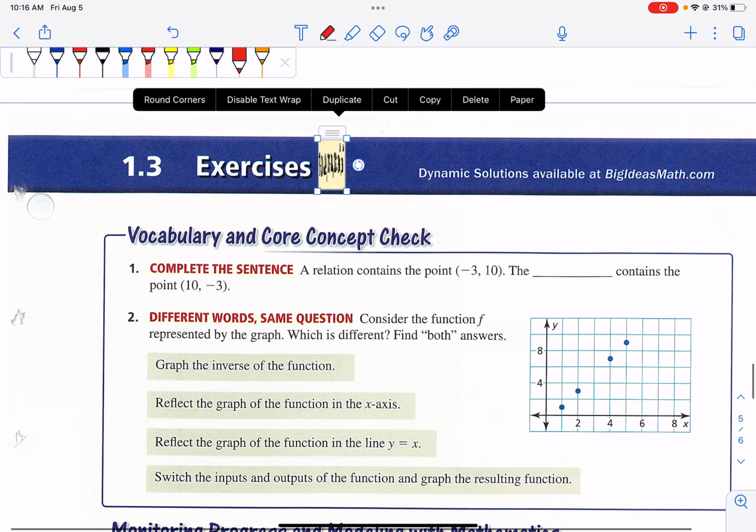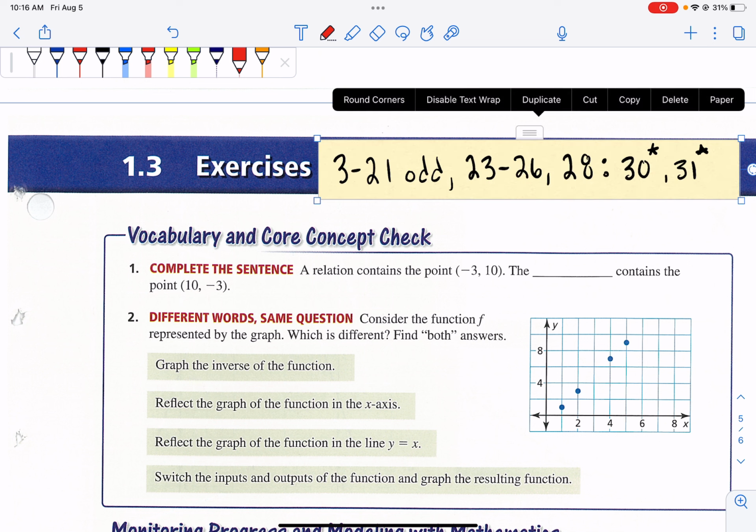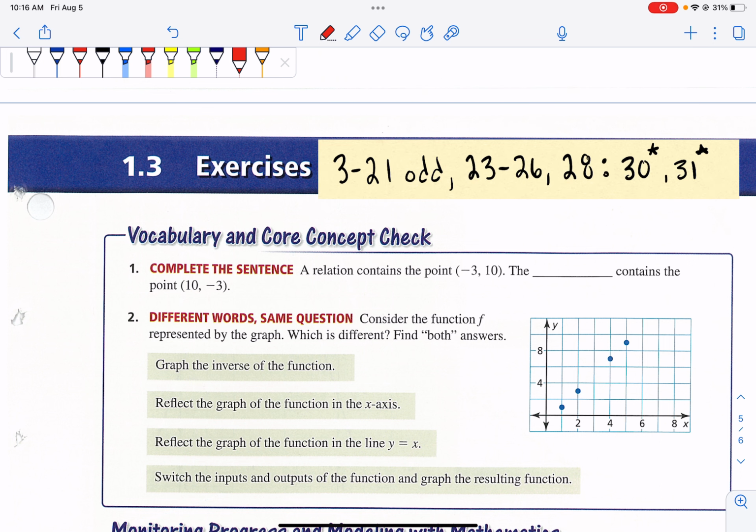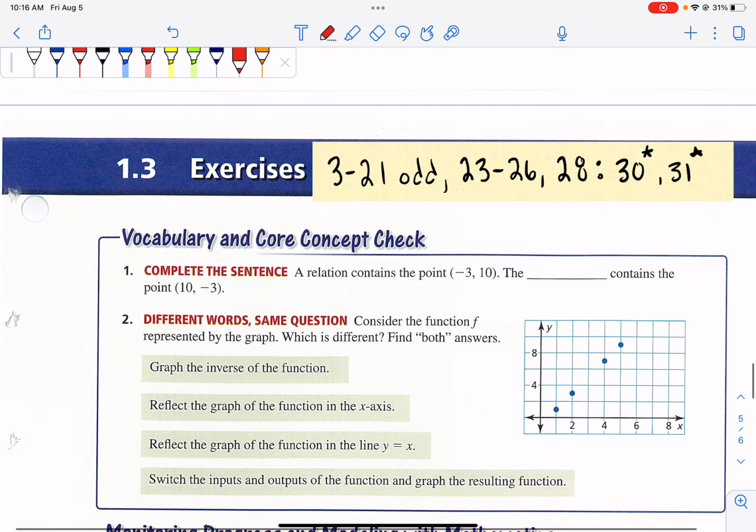Exercises, the problems that I would like you to do. I put them on Canvas on the schedule, but I want you to do 3 through 21 odd, 23 through 26, 28, and then 30 and 31. Remember, 30 and 31, the star doesn't mean don't do it. That just means it's going to be a hard problem. Do what you can. Try your best.